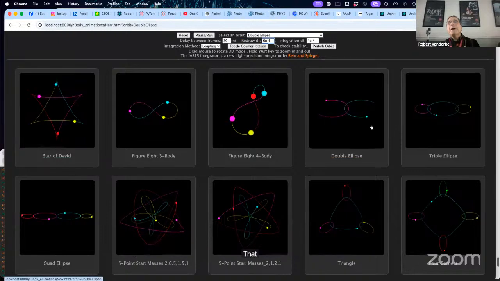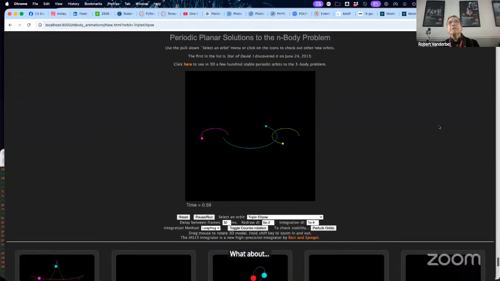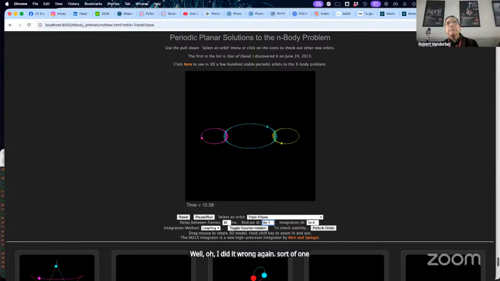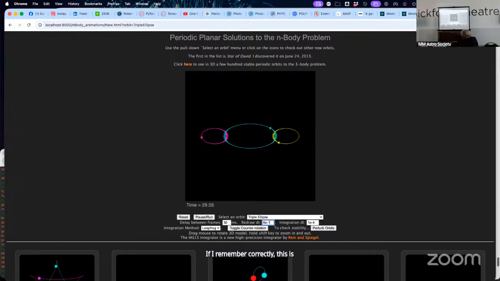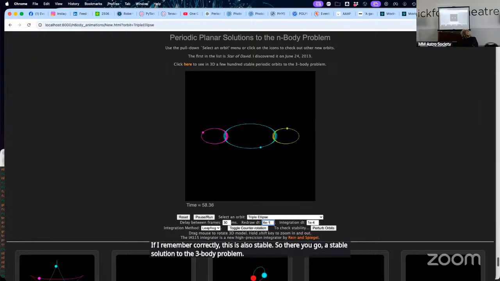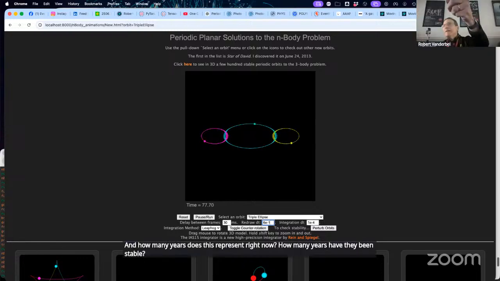That was just the 2-body problem. What about 3? Boom, boom. And let's speed it up. Oh, I did it wrong again. Put a 1 there, a 21. If I remember correctly, this is also stable. So there you go, a stable solution to the three-body problem. And how many years does this represent right now? How many years have they been stable? 75.